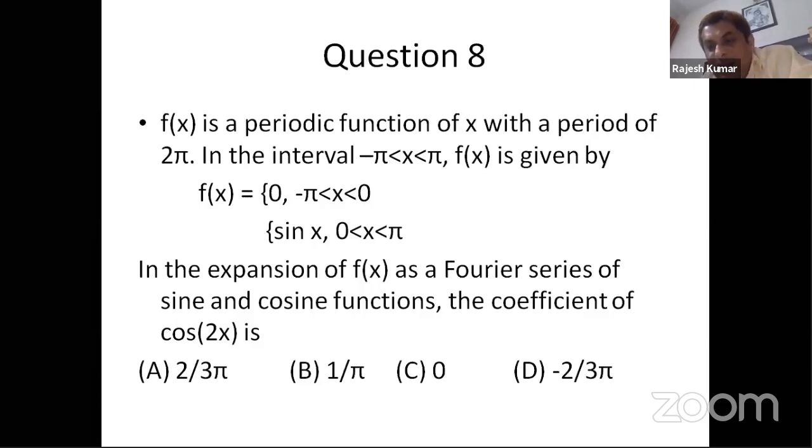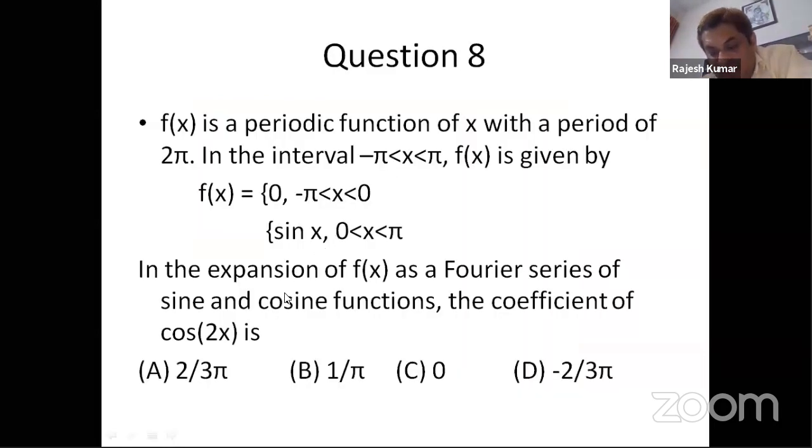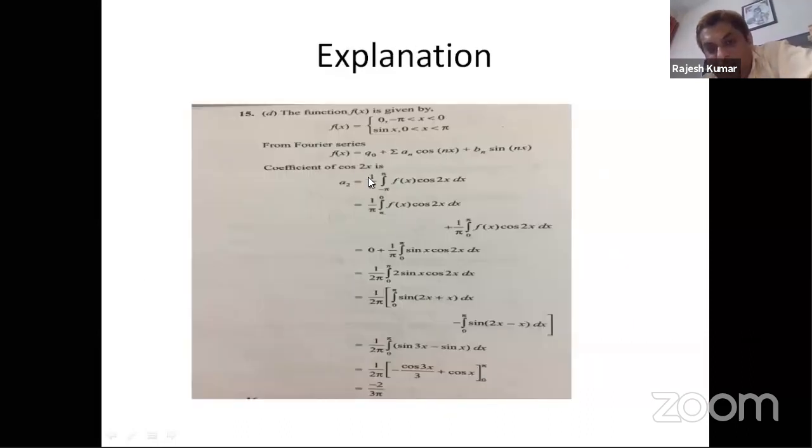Fourier series gives you, therefore, the Fourier series given by this formula, that is, the function is given by so and so. The Fourier series is f(x) is equal to a naught plus, a naught is the constant value, sigma of a n cos n x plus b n sin n x. These are the coefficients of cos x, these are the coefficients of sin x, a n and b n. Now, you have to find the coefficient of cos 2x in this case, that is given by n is equal to 2.